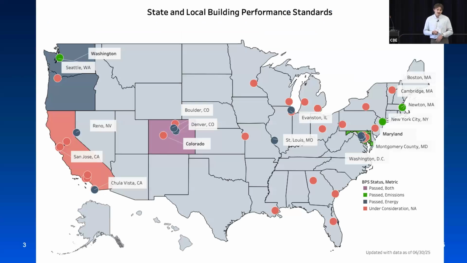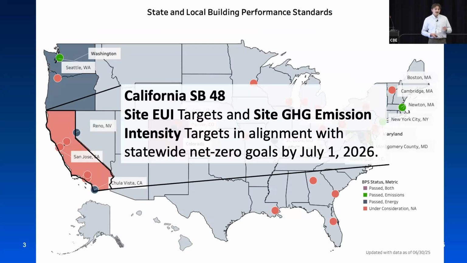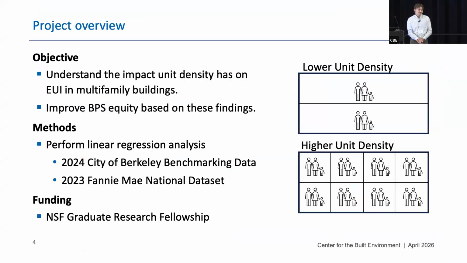These are catching on across the United States. This map illustrates jurisdictions that have either adopted BPS or have committed to the adoption, both at the state and local level. I also want to highlight that California has specifically committed to adopting BPS with State Bill 48. So by July 1st of this year, we're going to have energy and emissions targets, and that's in alignment with statewide energy goals.